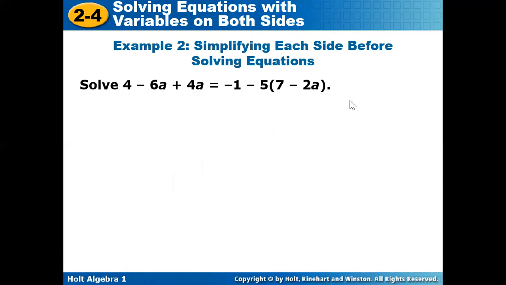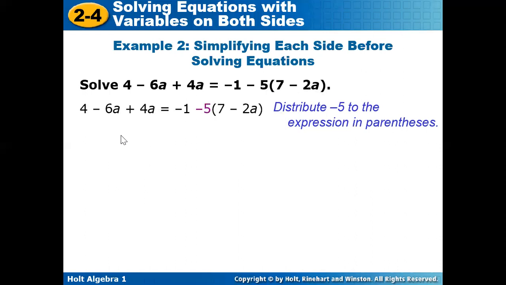So this is a really long equation that is just collecting your variable terms and then solving. So first thing we have to do is our parentheses. We have to distribute this -5, right? So we distribute -5 times 7 and then -5 times -2a. So bring down everything else on this side because we haven't done anything to this side of the equal sign at all. We did not do anything to the -1, and now we are distributing -5 times 7 and -5 times -2a.